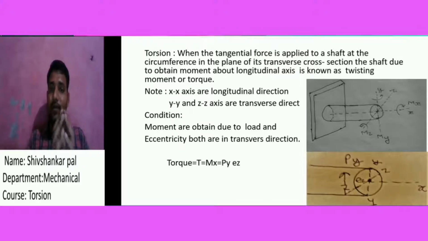So our moment depends upon two parameters. The first is the load, which is the tangential force, and the perpendicular distance is our eccentricity. When both the load and the eccentricity act in the transverse axis or transverse direction, then the produced moment is considered a torque.